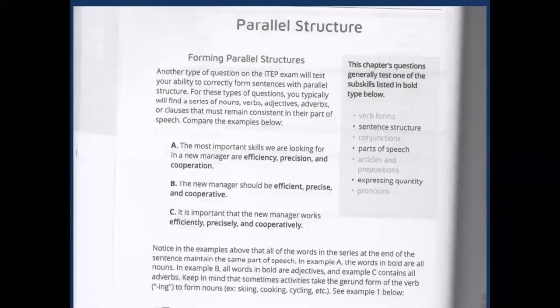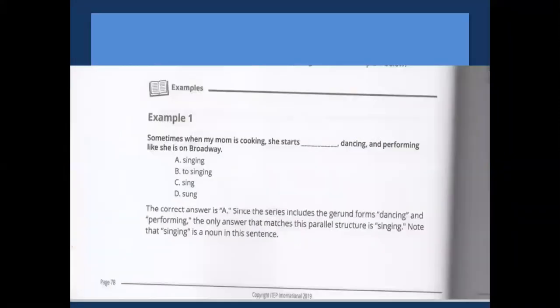Keep in mind that sometimes activities take a gerund form of the verb, adding -ing to form nouns, for example skiing, cooking, cycling, and here we have the example. When my mom is cooking, she starts dancing and performing like she's on Broadway. In this case, we have letter A singing, letter B to sing, letter C sing, and letter D sung. The correct answer will be letter A because it is the only answer that matches our parallel structure. So singing is the noun of this sentence.